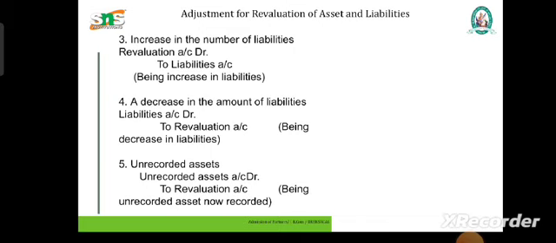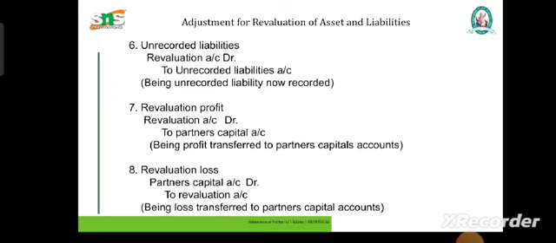The fifth one is unrecorded asset: asset account debited to revaluation account. The narration is being unrecorded asset now recorded. Next one is unrecorded liabilities: revaluation account debited to unrecorded liabilities. The narration is being unrecorded liability now recorded.